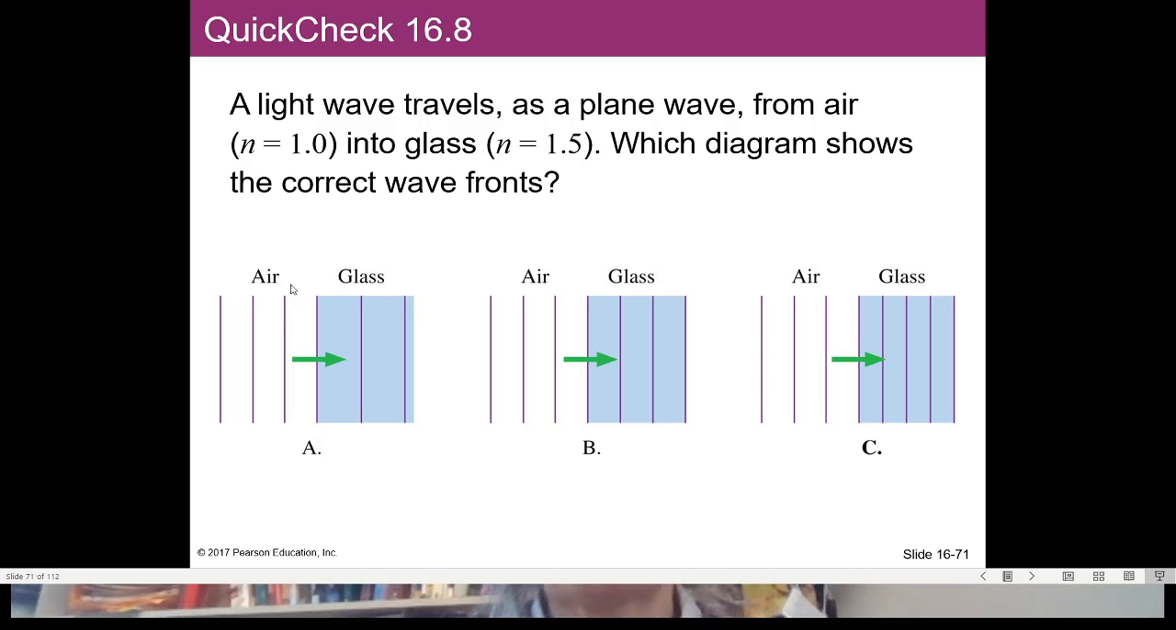Okay, so here we have a light wave traveling as a plane wave from air into glass. Okay, so if it's in air, notice that they're rounding off. So the index of refraction in air, they're taking to be exactly 1. But it's very, very close to 1 anyway. In glass, the frequency will be the same, but the wavelength will be smaller. So A is garbage because there the wavelength is larger. B is garbage because there the wavelength is the same. So the correct answer here is C.